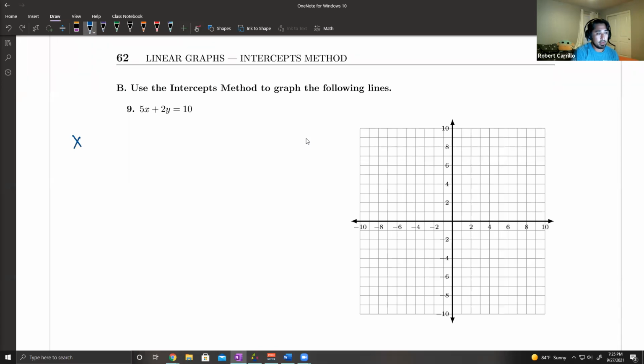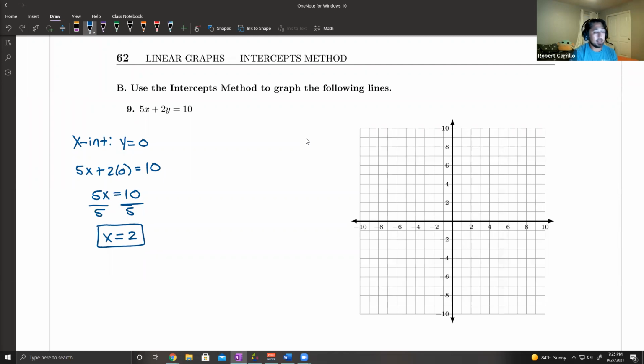First up, x-intercept means you let y equal 0. So 5x plus 2 times 0, because we're plugging in 0 for y, equal to 10. 5x equals 10 because that 2 zeros out. Divide by 5, and x equals 2. And here's where that coordinate form is going to be really handy. Since x equals 2, our x-intercept is (2, 0).